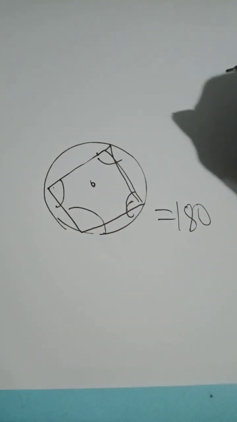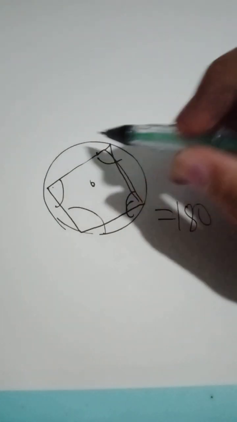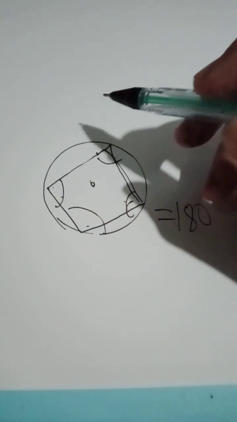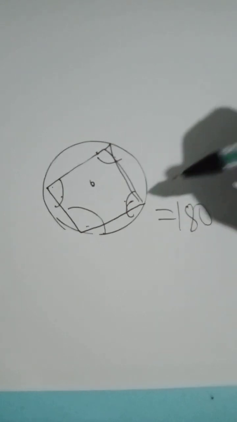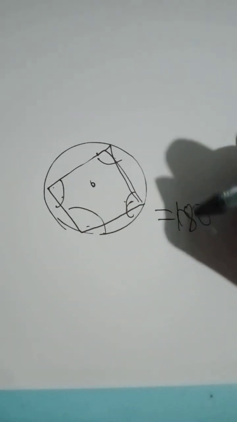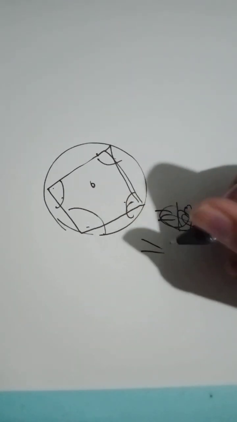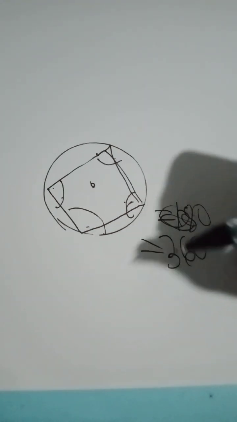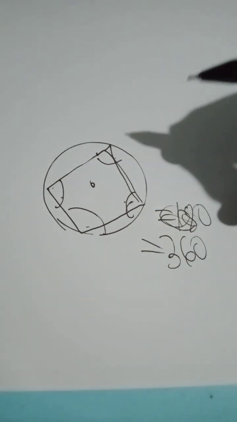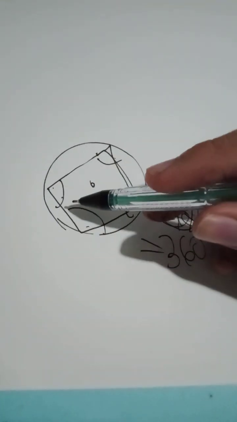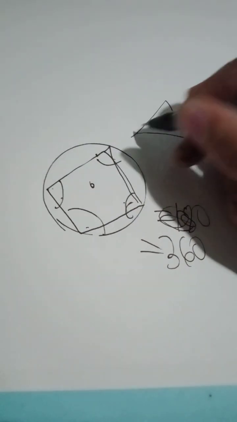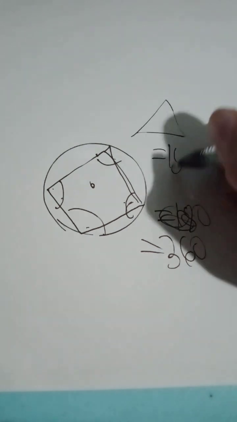For example, this circle, if you add all of its angles, it will equal 360, since that's the angle measurement of a quadrilateral. But if you say triangle, that would be 180.